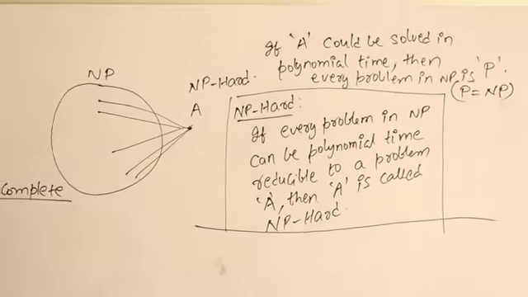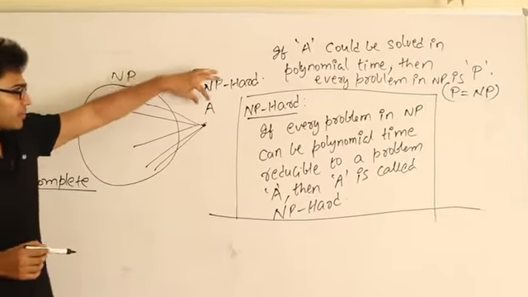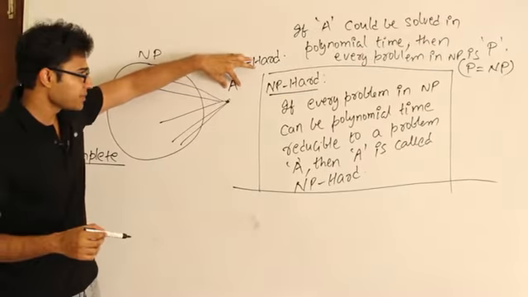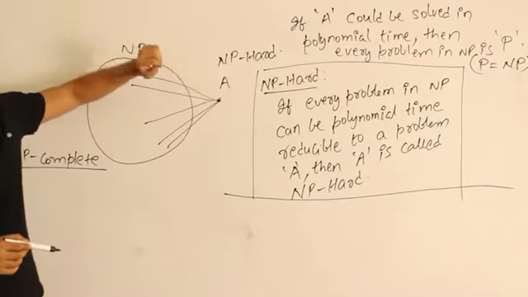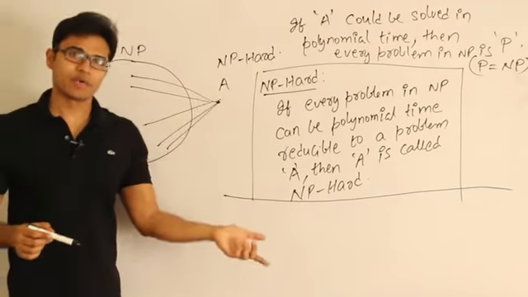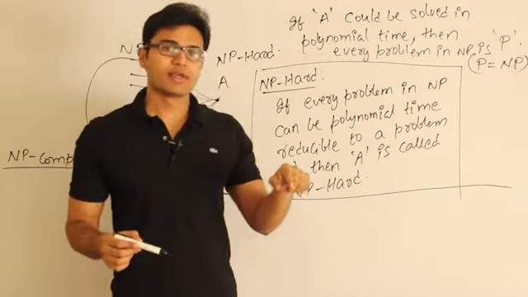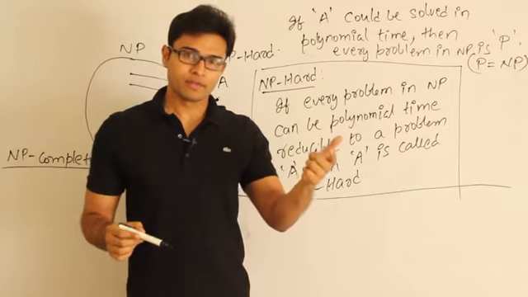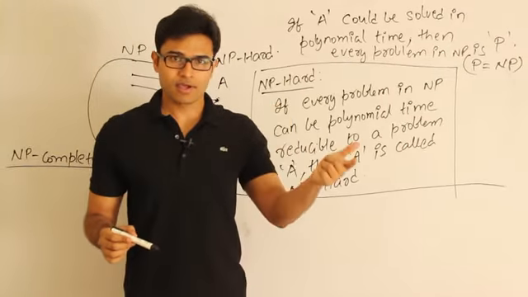NP complete is nothing but this: if this problem A so happens that it is also in NP, which means the solution to A can also be verified in polynomial time, then A is NP as well as NP hard.